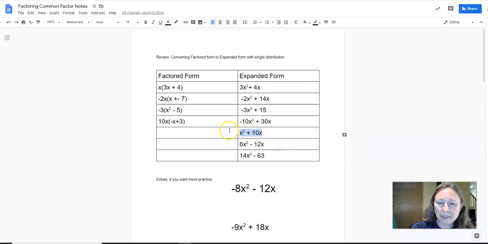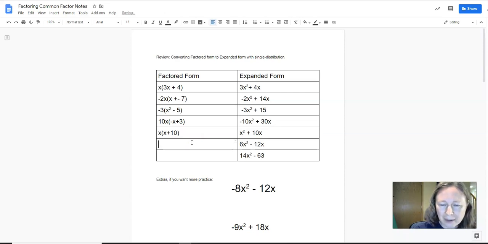So x squared plus 10x, look for what's common to both terms. They both have to have the same factor in common. And the only thing I see, yes, you see it too, is x. So we'll pull an x out of the parentheses. Oh goodness, that's a tiny x. Make it a big x. And then inside the parentheses, x squared divided by x is just x. And 10x divided by x is 10. So it's x times x plus 10.